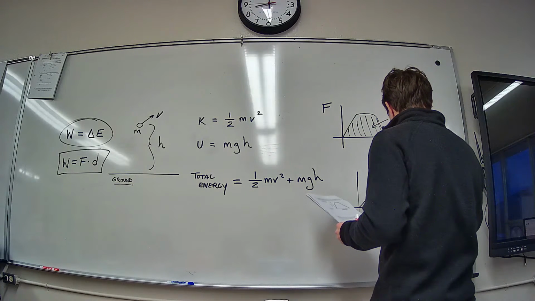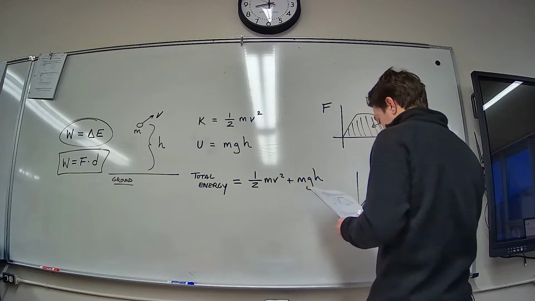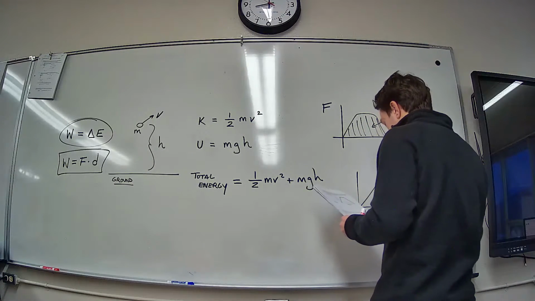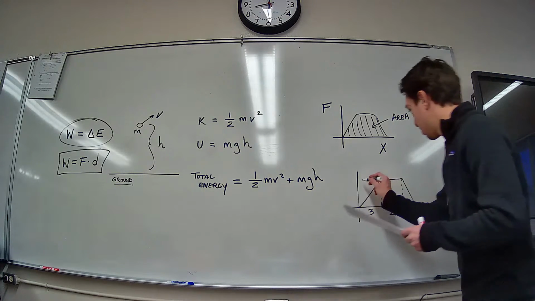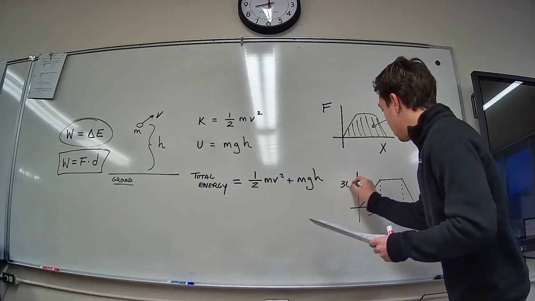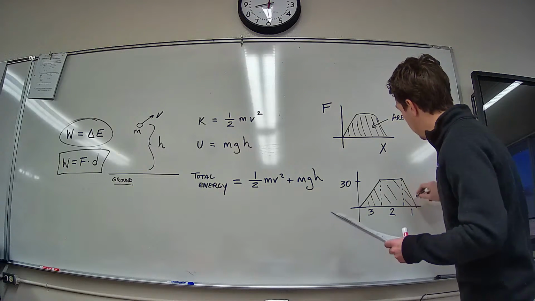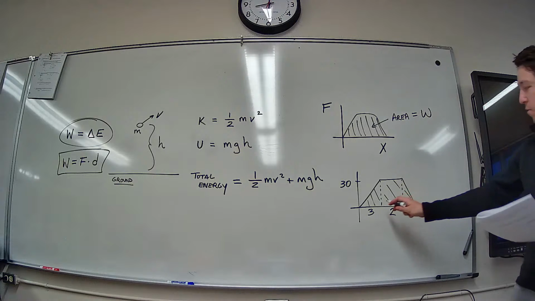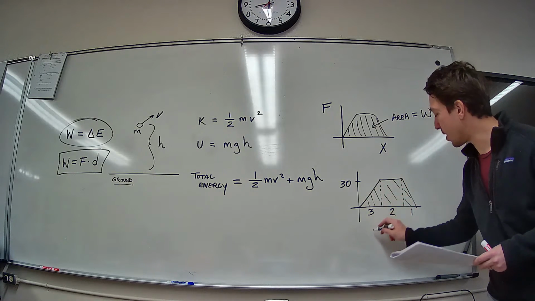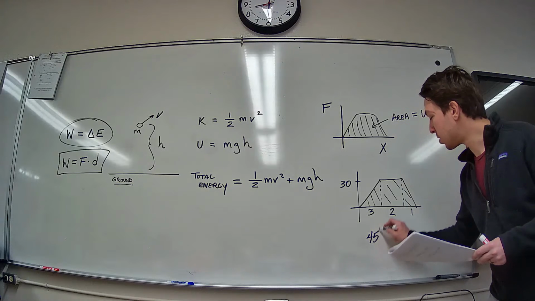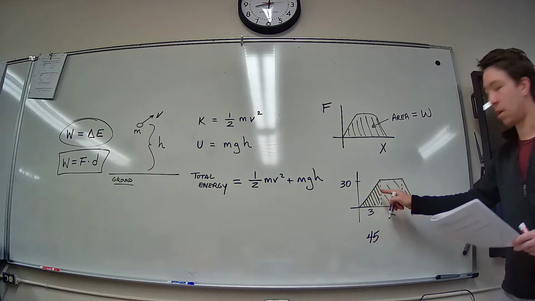It's a trapezoid, but unless you really are keen on using the trapezoid formula, I would recommend just breaking it up into 2 triangles and a rectangle. This is 30. And so the areas involved would be, what's the first triangle? 45 in there, right? So this first triangle of area represents 45 joules of work.